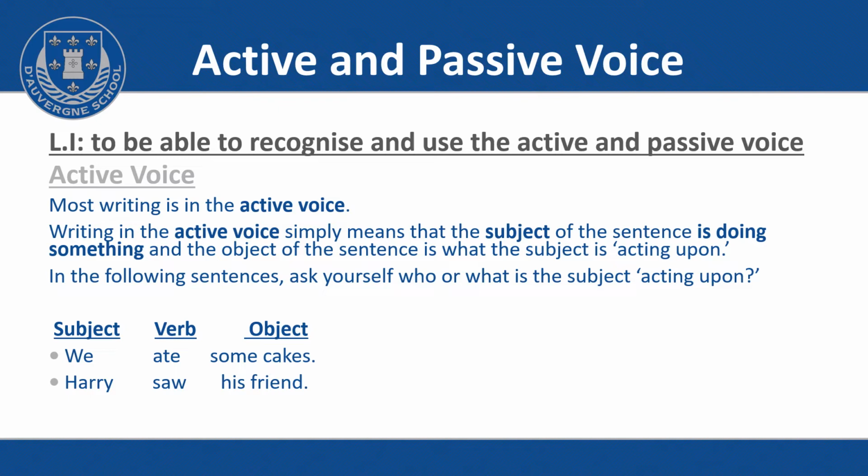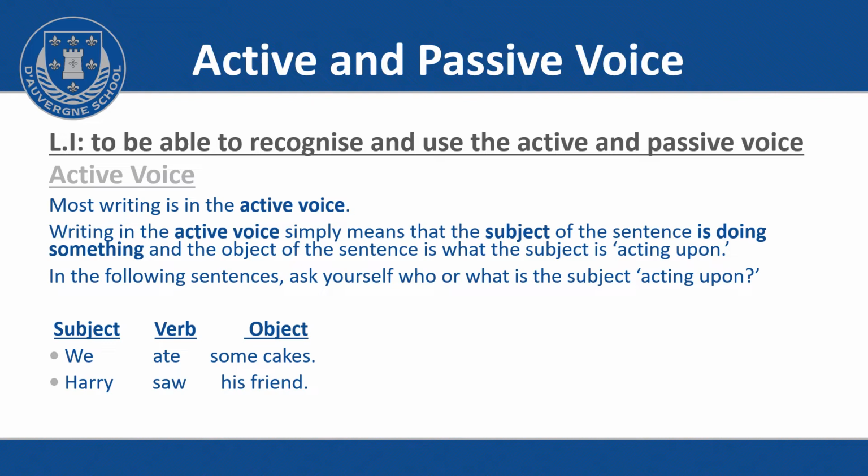Okay, so we ate some cakes. So we is the subject and cakes is the object, and the verb is ate. So we are eating the cake. So if you think about who or what is the subject acting upon, the subject is eating the cakes, which is the action.